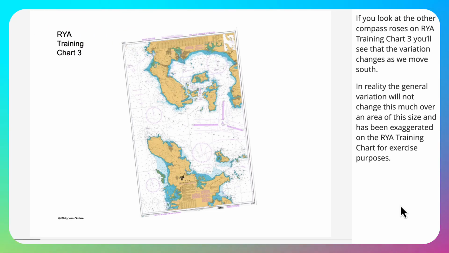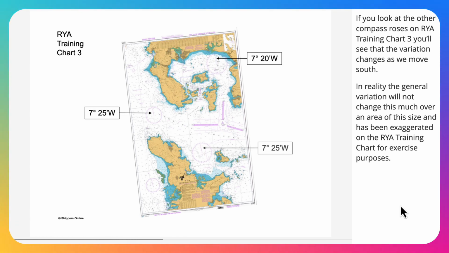If you look at the other compass roses on RYA Training Chart 3, you'll see that the variation changes as we move south. In reality, the general variation will not change this much over an area of this size, and has been exaggerated on the RYA Training Chart for exercise purposes.